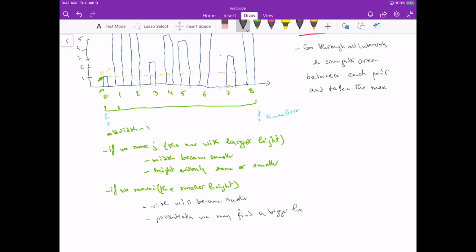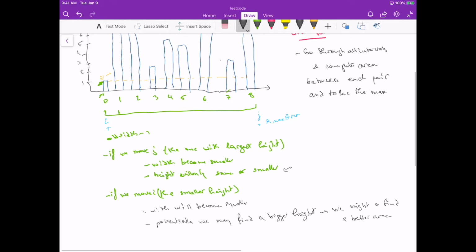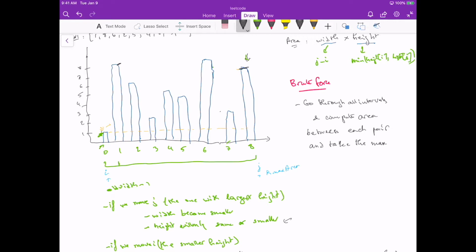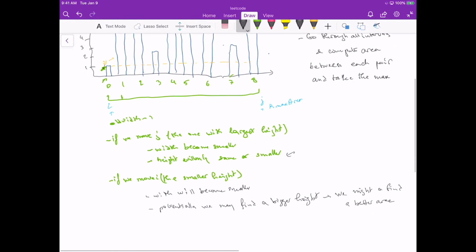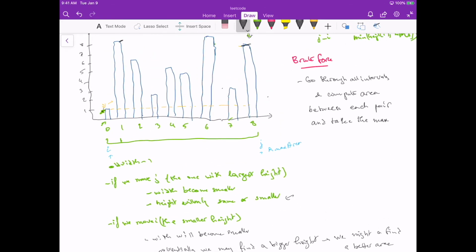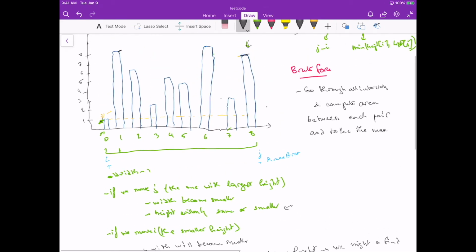Right? And so this one we are sure we won't find a better max area, but this one we might find a better area. And so it makes sense to move this one, right? And you can notice this argument that I just outlined here doesn't matter if it's for the left one or the right one, the same argument applies. And so that means that in all cases we will take the one with the smaller height and move that index.